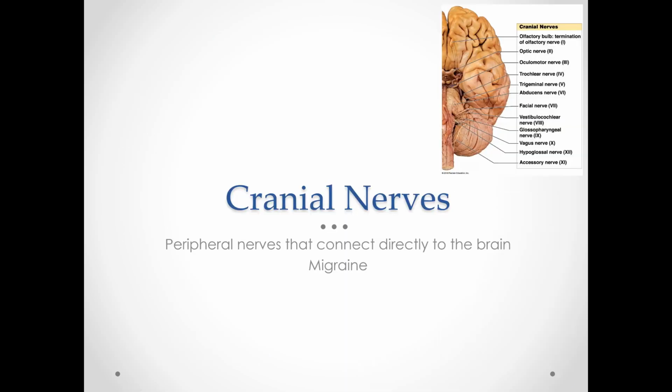In this last section, we'll be looking at the cranial nerves. So these are 12 peripheral nerves that connect directly to the brain. The other peripheral nerves connect to the spinal cord and will be covered in later chapters. We'll also talk about the pathophysiology behind migraine in this section.